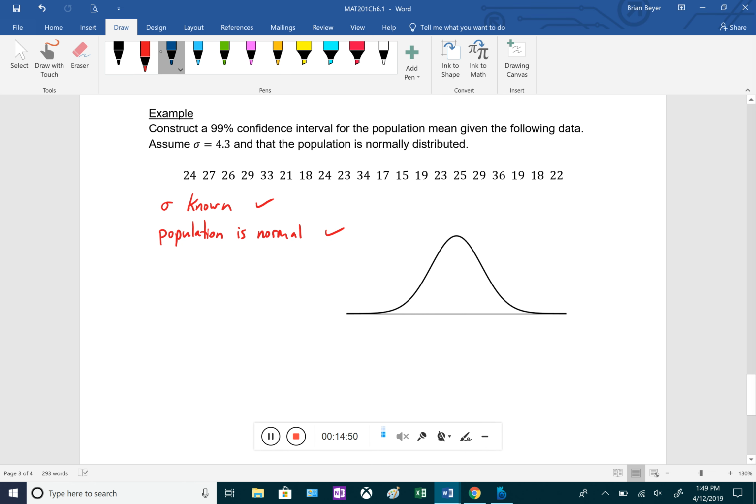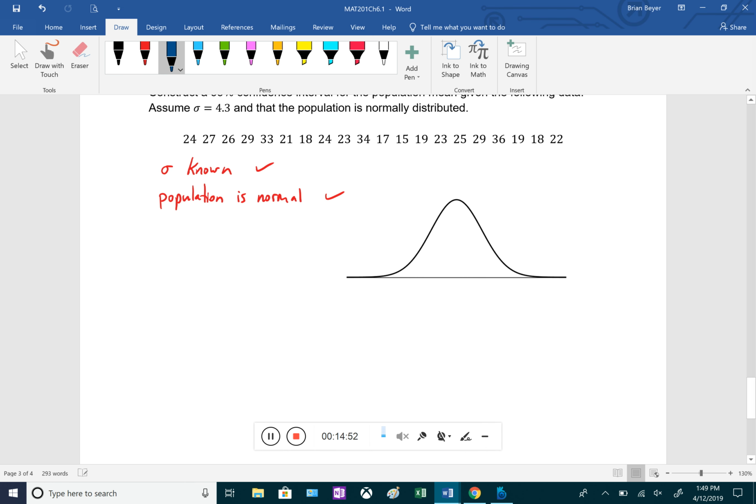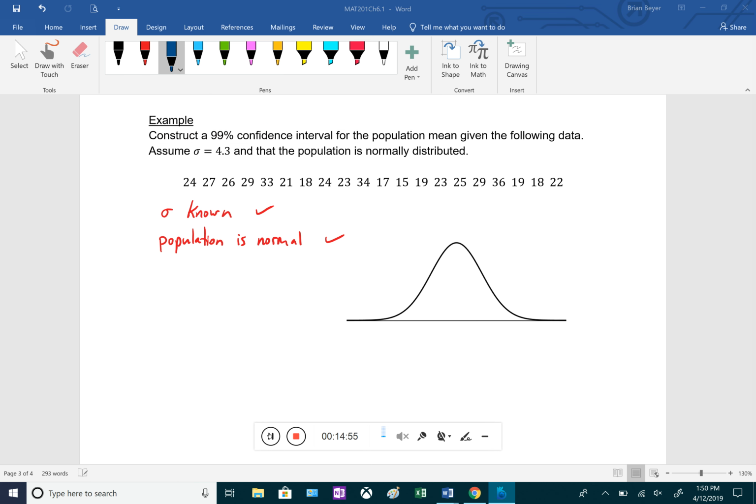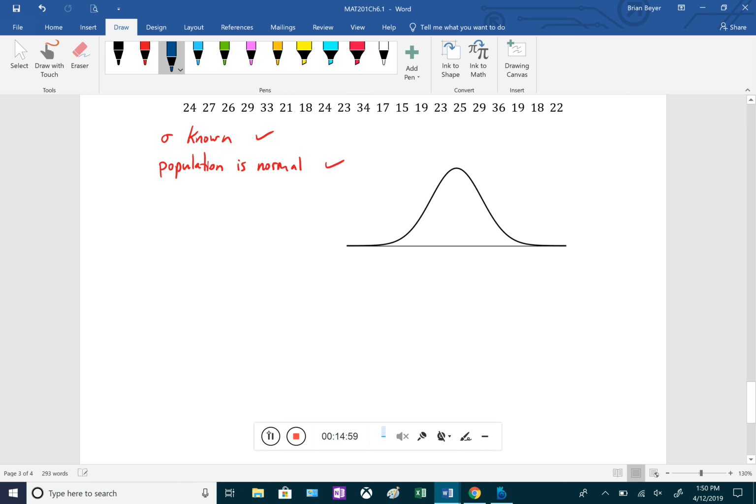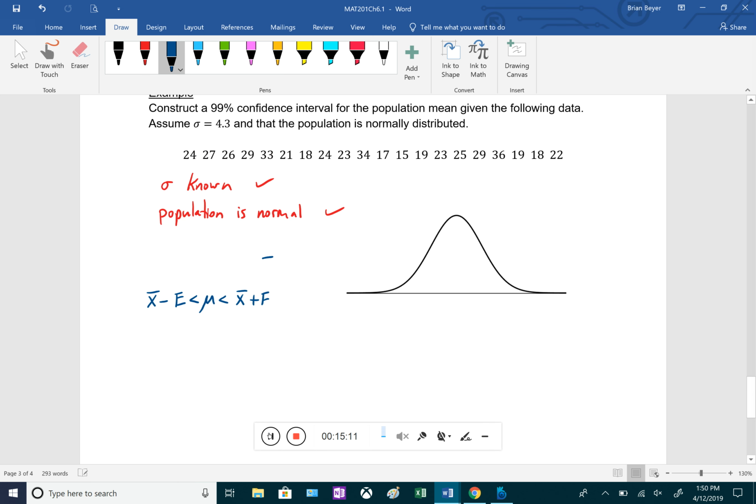So setting up what we want here, we're going to set up this confidence interval. It's going to be x bar minus e, and x bar plus e, so mu is between both of those. We do not have x bar this time. X bar is going to have to be solved for. We're going to have to take the mean of that data set. So we're going to have to add up all of those values and divide by how many there are.